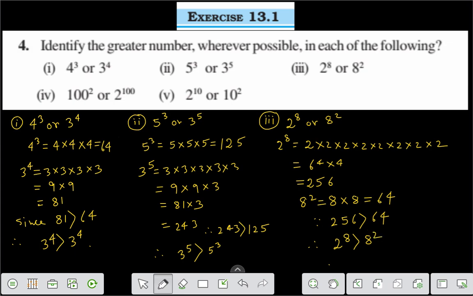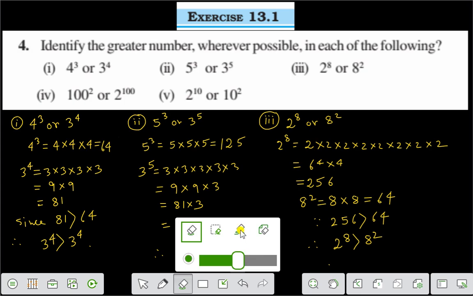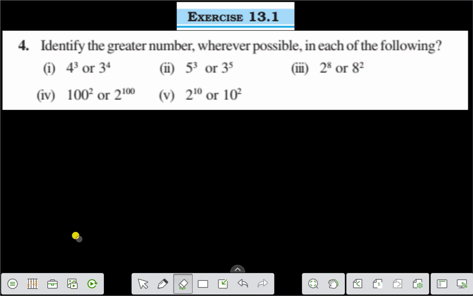Now we'll solve question number 4. What is given in question number 4? Question number 4 is 100 to the power 2 or 2 to the power 100, right? First one is 100 square.